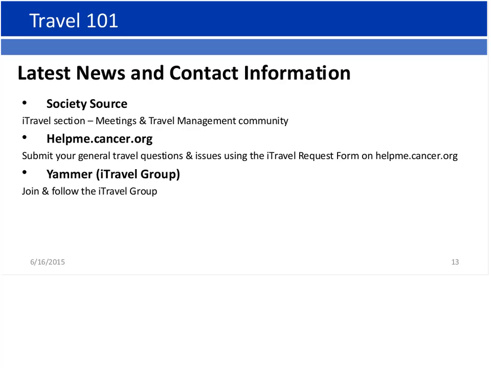Helpme.cancer.org is the Society's help desk platform. We're requesting that you use the iTravel request form, which is located on the left-hand side of that platform. Tickets that are sent using this form are directly routed to our business unit so that we can quickly answer and get that information out to you.